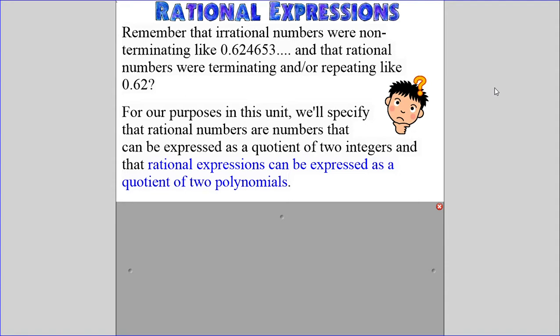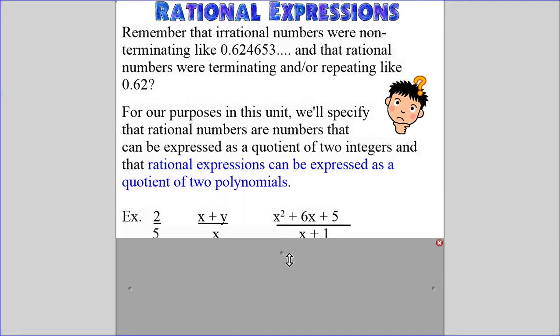So remember that irrational numbers are non-terminating, like 0.624653, which would just keep going on forever, and that a rational number terminates or repeats, like 0.62. For our purposes in this unit, we're going to specify rational numbers that can be expressed as a quotient of two integers. A quotient is just like a fraction, like a division, and rational expressions can be expressed as a quotient of two different polynomials.